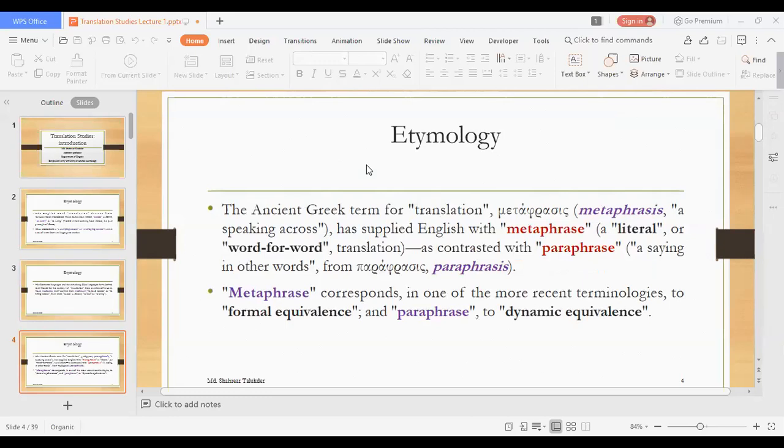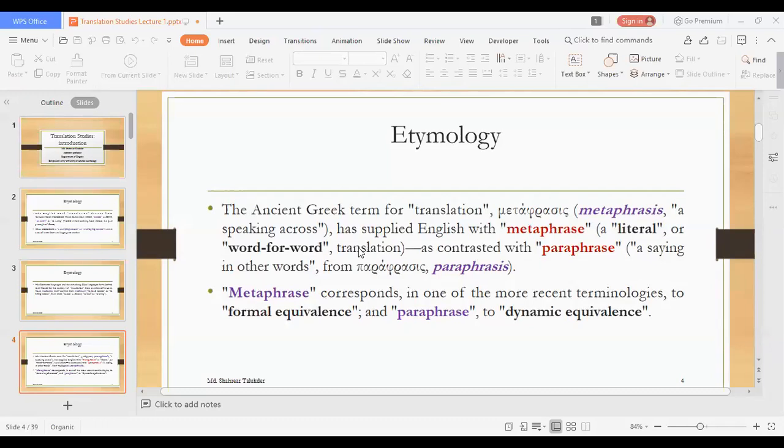So here you see the ancient Greek term of translation, that is metaphrasis, which means speaking across, has supplied English with metaphrase, which means a literal or word for word translation. So I think you have heard this phrase, word for word translation. For example, if I give you a task to translate something from one language to another language, you can choose between metaphrase and paraphrase.